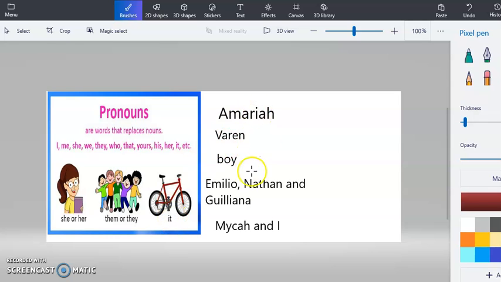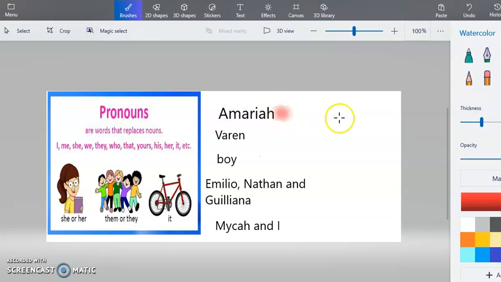So here with me, I have some nouns, right? Because a pronoun replaces a noun. I have some examples here of nouns. I have proper nouns and common nouns. It does not matter if it's a proper noun or a common noun. All that matters is that it is a noun, and pronouns replace the noun.